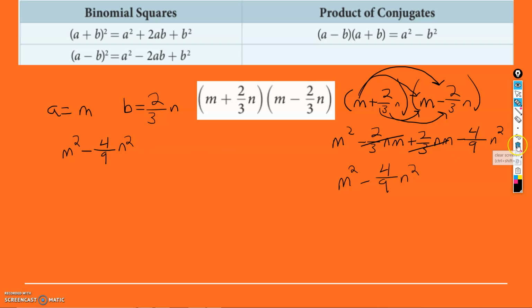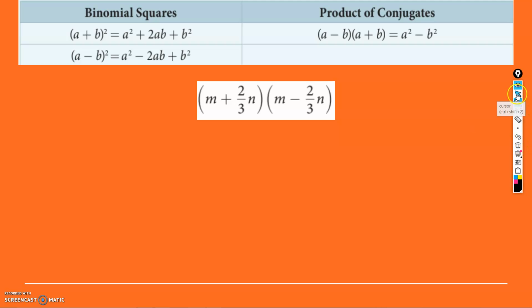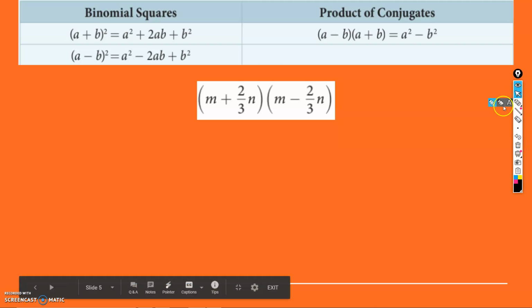So I hope you guys liked the video. This was the special products for binomials, whether taking the sum binomial and squaring it, or the difference binomial and squaring it, or taking the product of conjugates, where you have basically the exact same binomial but separated by a plus and a minus. As always, if you have questions, please just ask, and I really hope you enjoyed that video.